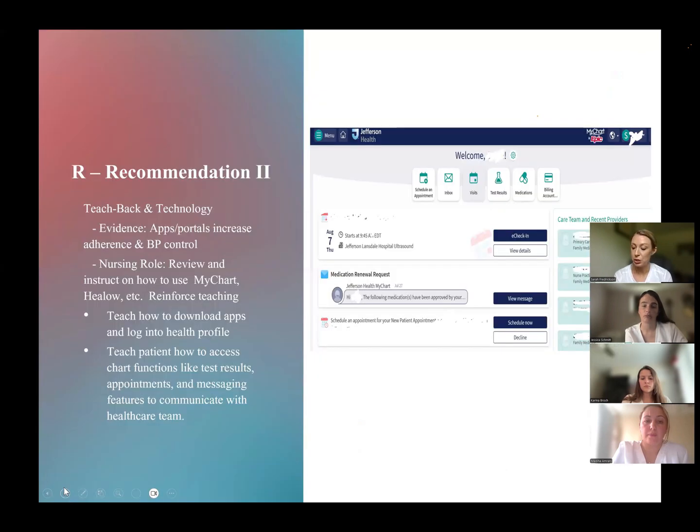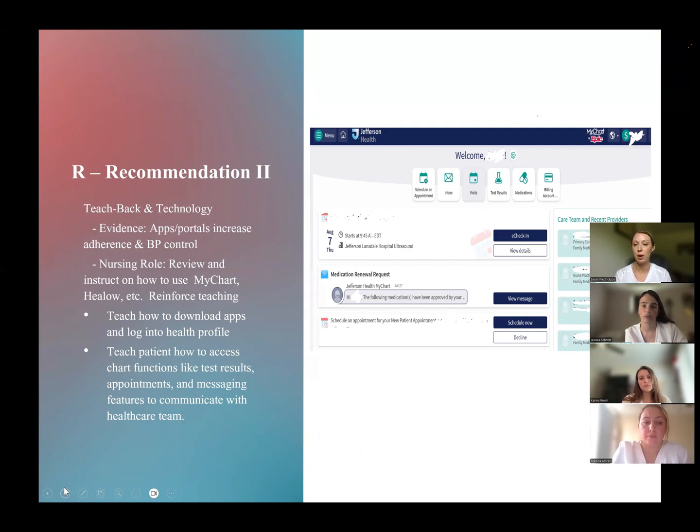So the recommendation 2 was tech and reminders. So basically, there's a huge population that does not have access to their personal health information. And as somebody who works in the healthcare community currently, I know a lot of people just don't know that they have hypertension. It's not mentioned.